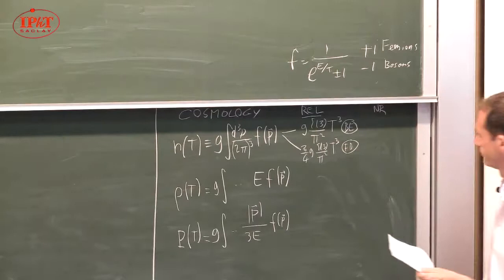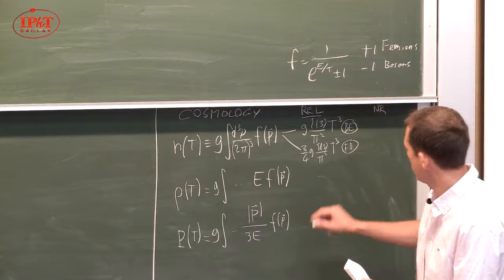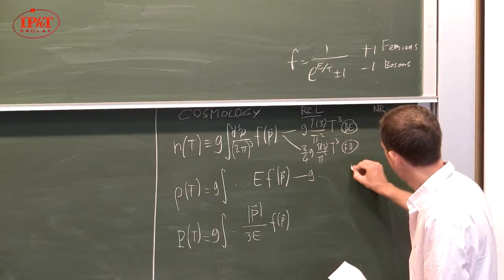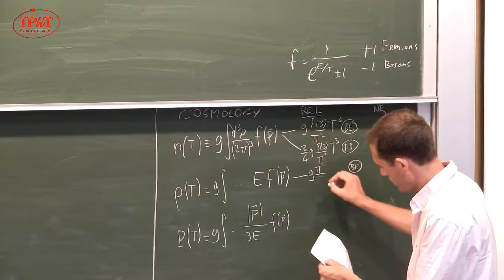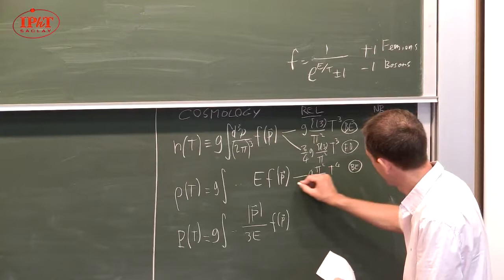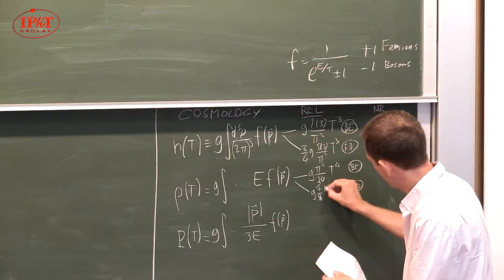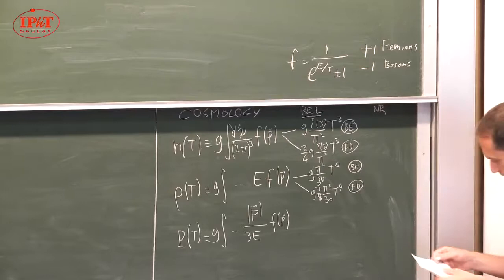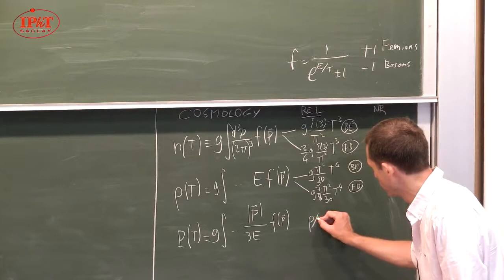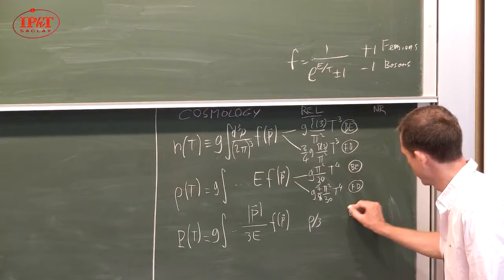In the case of the energy density, you do exactly the same thing. Performing the integral, for Bose-Einstein you have g pi squared divided by 30, T to the fourth. And in the case of Fermi-Dirac, you have g 7/8 pi squared divided by 30, T to the fourth. And the pressure is not particularly important, but you get it in the end. You get that it's always rho over 3, both for Bose-Einstein and for Fermi-Dirac.